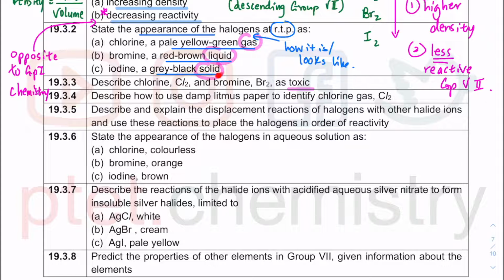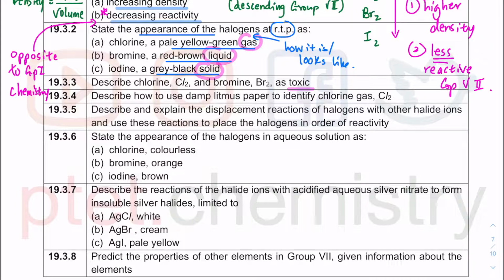When you dissolve the gray-black solid iodine into water, you get aqueous iodine, which you use as an antiseptic to kill germs and bacteria. Antiseptic on your wound before they stitch you up in the clinic or hospital.